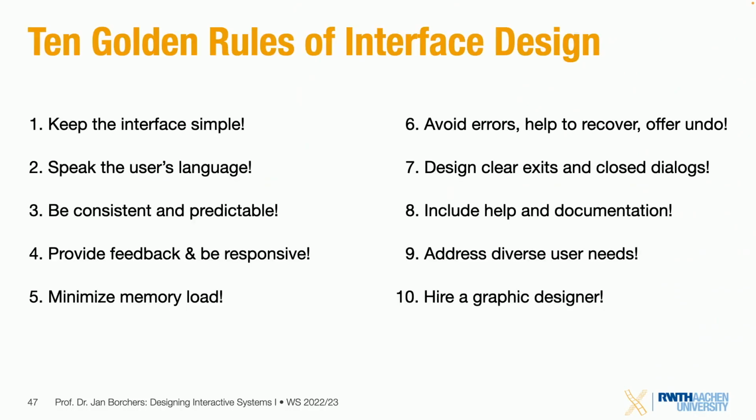So that's the 10 golden rules of interface design. Keep the interface simple, speak the user's language, be consistent and predictable. This was also the stuff with timeouts. Then providing feedback and being responsive based on what we know about Norman's 7 stages. We know feedback is important, and responsiveness is one thing we talk about a little bit more now after this. Minimizing memory load, not overloading people's short-term or long-term memory. So providing things like help pages, etc., or code pages.